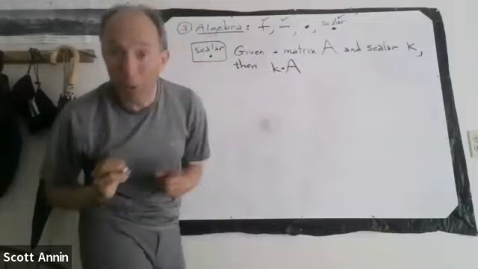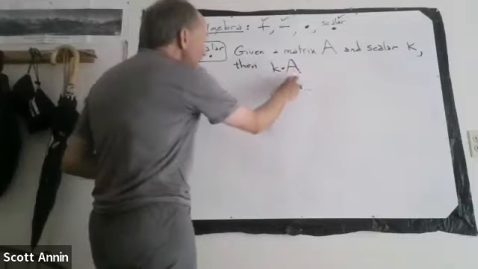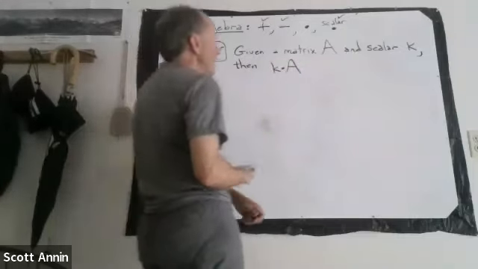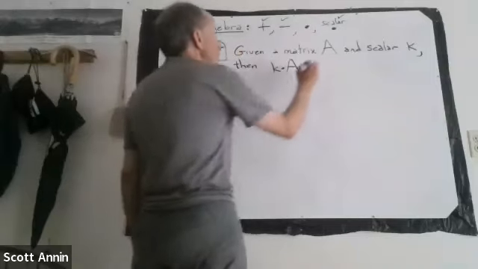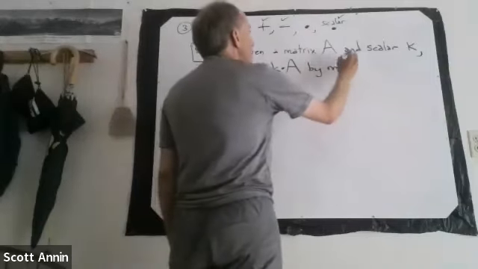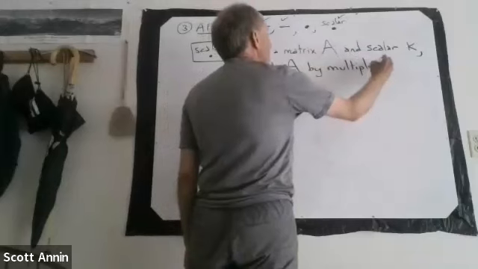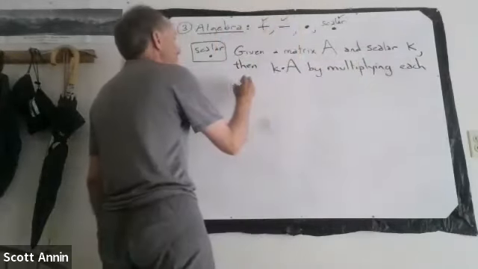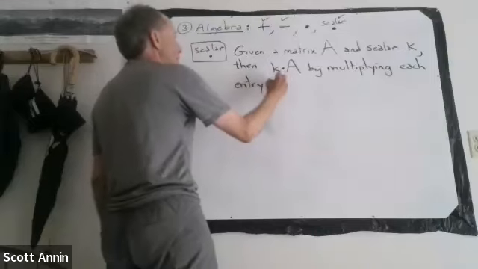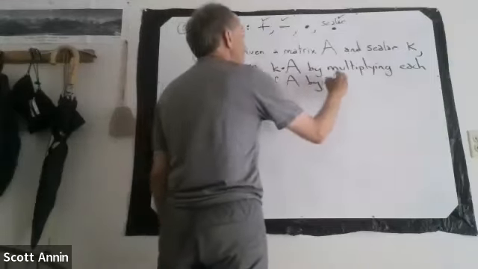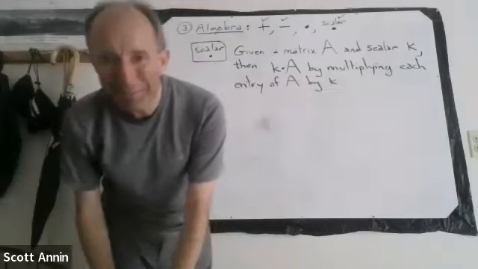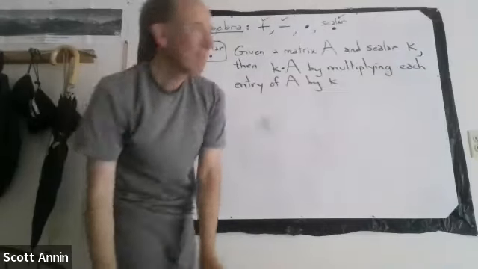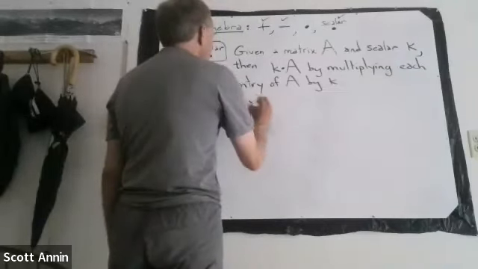This is the scalar multiplication operation. We take the matrix and we scalar multiply it by some number K by multiplying each entry of capital A by whatever K was. Okay. So again, it's a very simple idea.